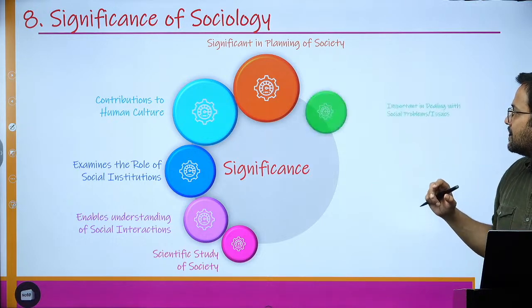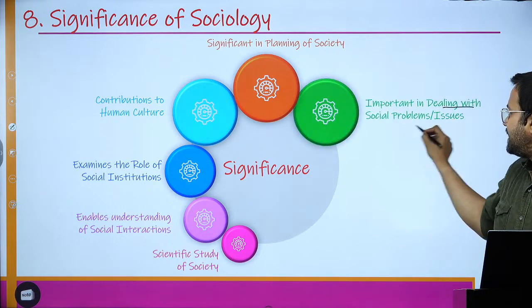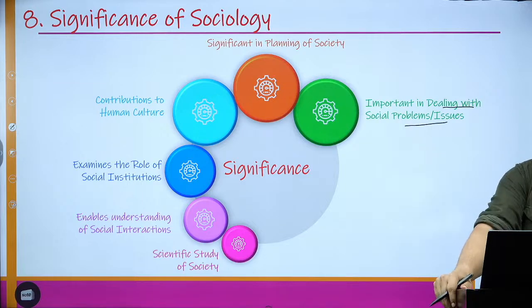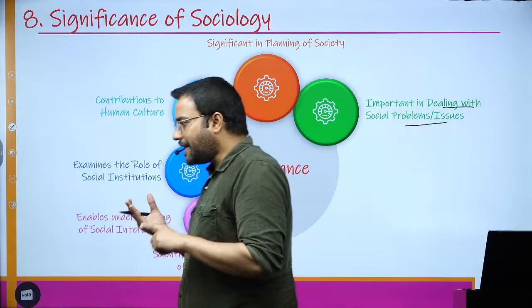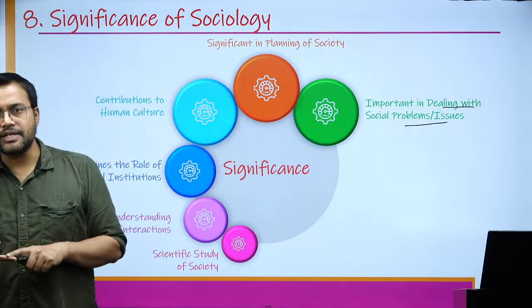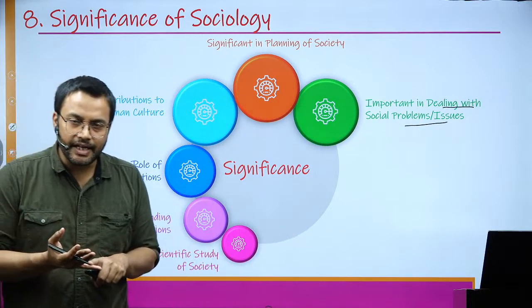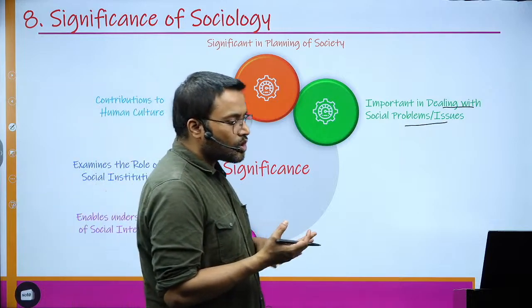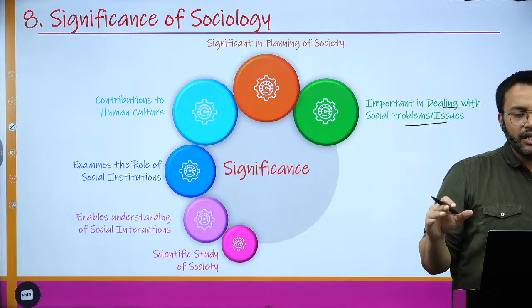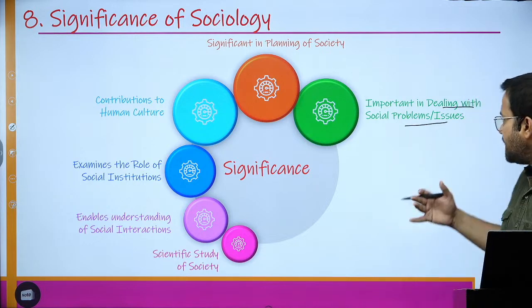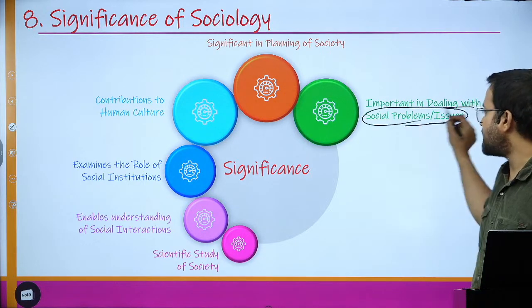Then, dealing with social problems. See, social problems like child marriage, alcoholism, suicide rate, divorce, poverty, drug addiction, anything for that matter. If you develop a holistic understanding, you'll be able to deal with all these issues as well.